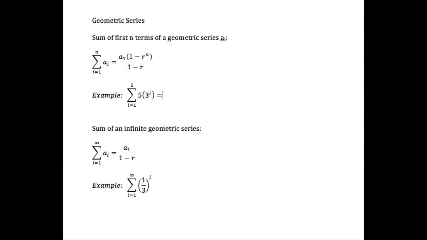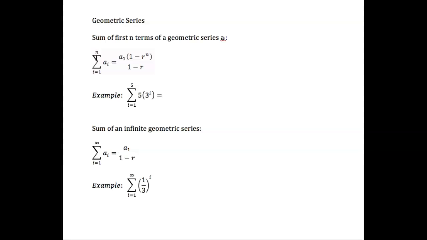To find the sum of the first n terms in a geometric series, we have a formula here. Notice to use this formula, I only really need three pieces of information. I need a1, which is the first term in the geometric sequence. I need the value of r, which is the common ratio. And I need the value of n, which I'm going to get from the index right up here.